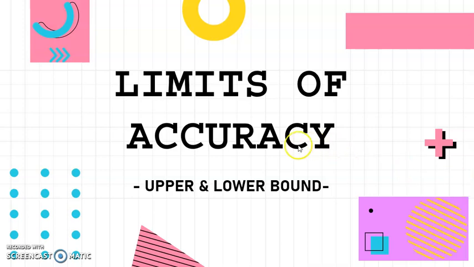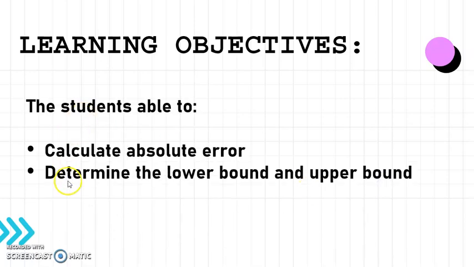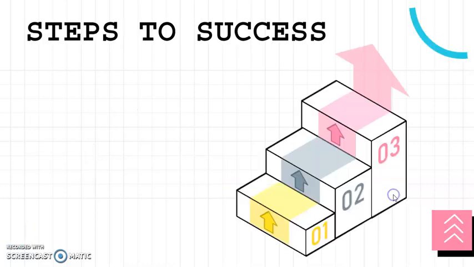So today we will learn about the limits of accuracy and also the upper and lower bound of measurement. By the end of this lesson, you should be able to calculate the absolute error and determine the lower and upper bound of a measurement.